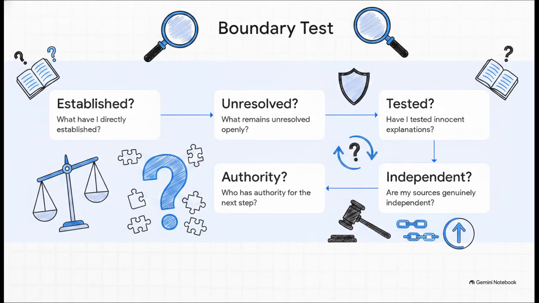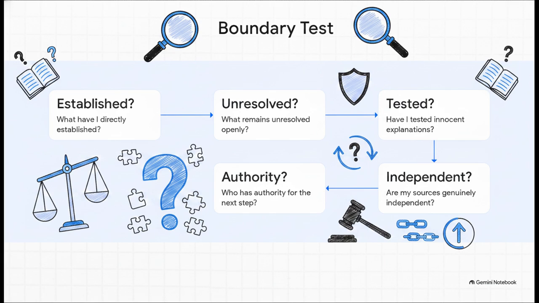So how do we prevent a compelling pattern from snowballing into an unfounded accusation? You run your analysis through a sequential boundary test. Number 1, what have I directly established? Here, you describe only what the records demonstrate. Zero interpretation allowed. Number 2, what remains unresolved?